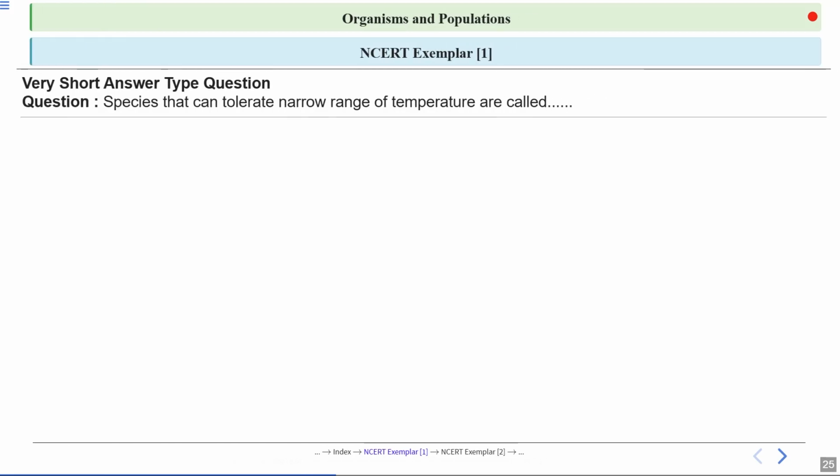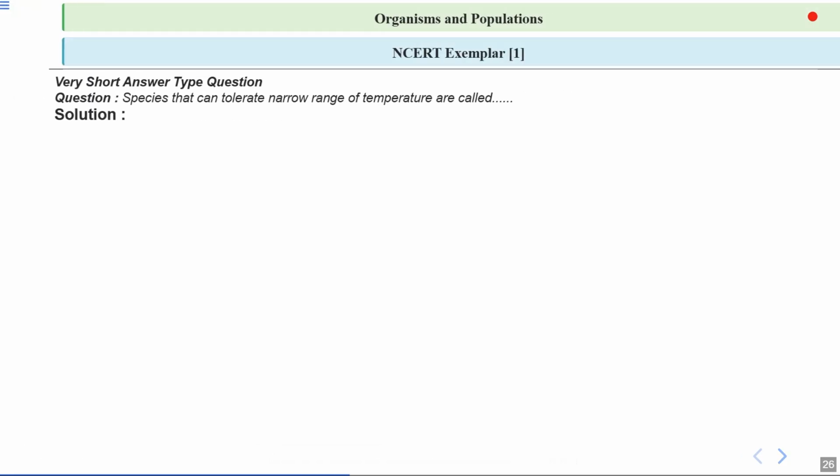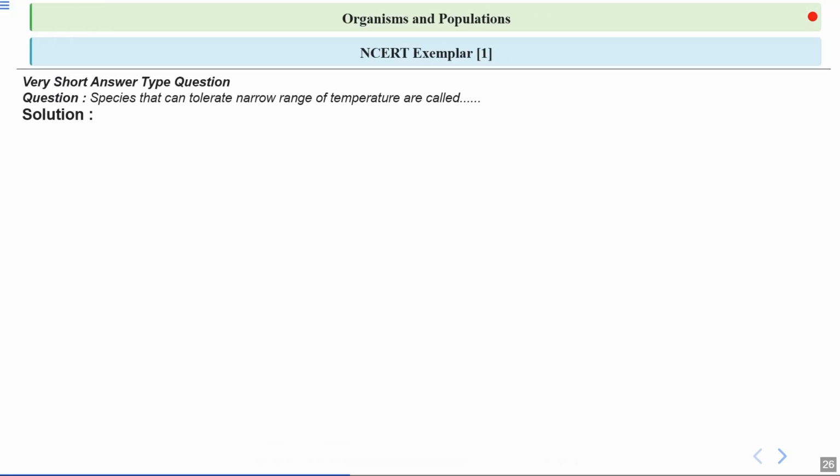Next, these are the very short answer type questions. First question: species that can tolerate a narrow range of temperature are called? Let's have a look at the answer. Let's talk about the xenothermal organism first. This is the answer. These are the species that can only survive within a small temperature range.